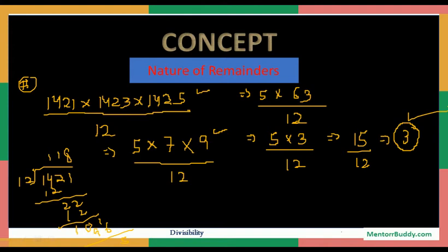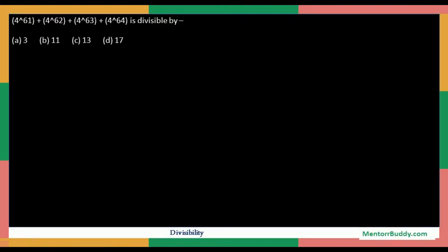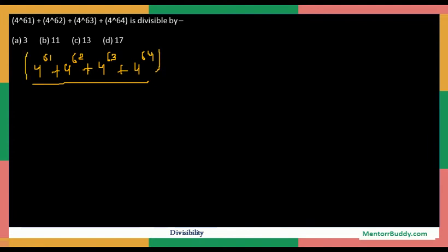Now coming directly to the question. It says 4 to the power 61 plus 4 to the power 62 plus 4 to the power 63 plus 4 to the power 64. What will be the remainder? Or you may say the question asks, among the listed options, that is 3, 11, 13 and 17, which of the following is going to perfectly divide this given expression?